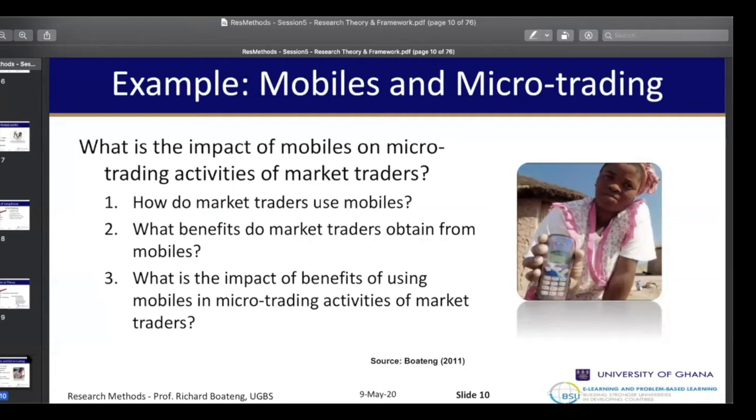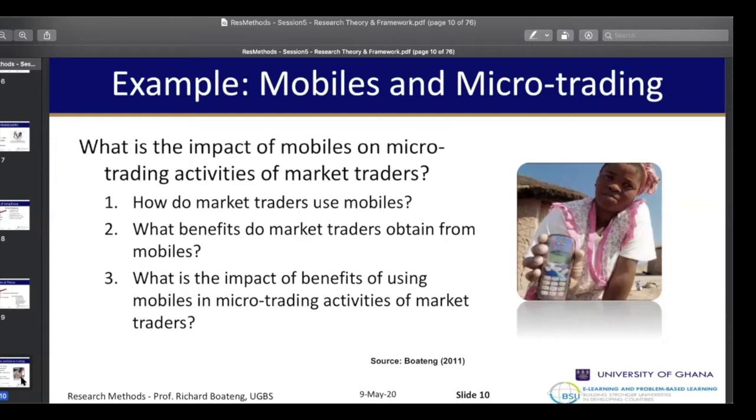The third part, the same literature, which you can read later in Emerald, says something about the impact of mobiles on micro trading activities of the traders. They said that mobiles have three types of impact, according to the literature. One, incremental impact. Last week we talked about this. Then there was transformational impact. And the last one had to do with production impact. So all these are coming from literature.